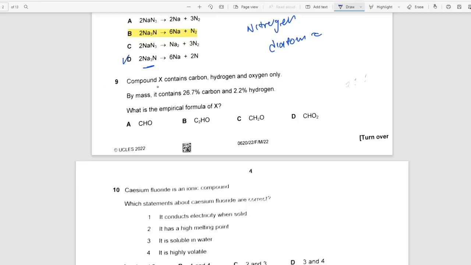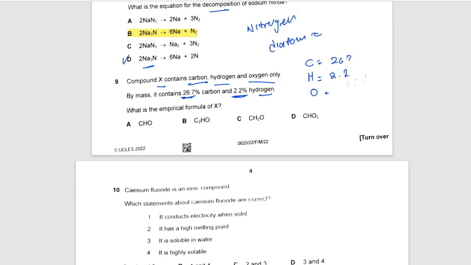So it says compound X contains carbon, hydrogen and oxygen. By mass, it contains 26.7% of carbon and 2.2% of hydrogen. So how much carbon is there? Carbon we have 26.7, hydrogen we have 2.2. How much oxygen do we have? We don't have the oxygen, so we use our calculator. We will add 26.7, we will add 2.2, and we'll do 100 minus that. So that will give us 71.1.